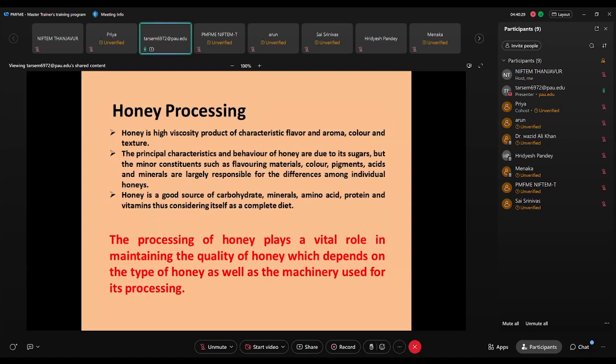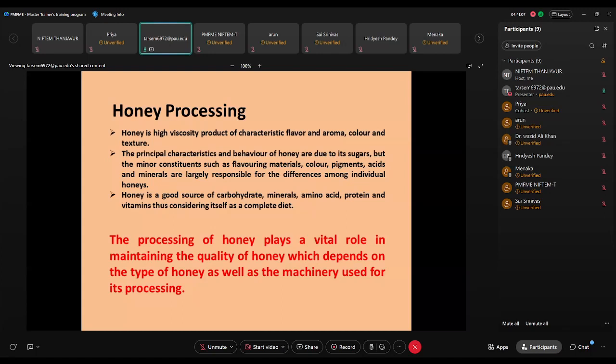In the winter months, it becomes a very viscous material, very difficult to flow. But it has a characteristic flavor, aroma, color, and texture. The principal characteristic and behavior of honey are due to its sugars and the minor contents such as flavoring material, color, pigments, acids, and materials. They are largely responsible for the differences among the individual honeys, that is, from where we have collected the honey and which type of flora we have used for the production of honey. Its flavor mainly comes from that part.